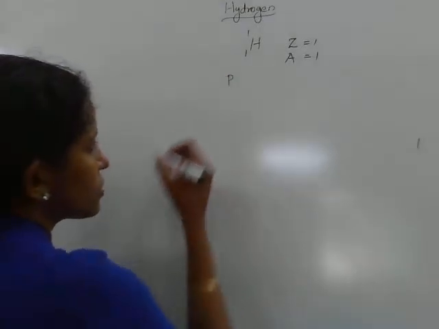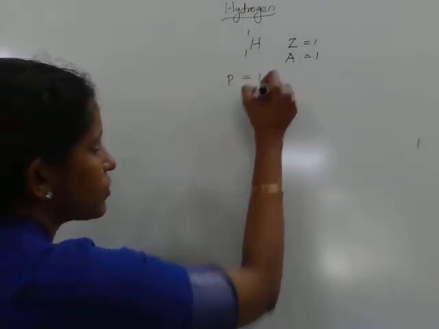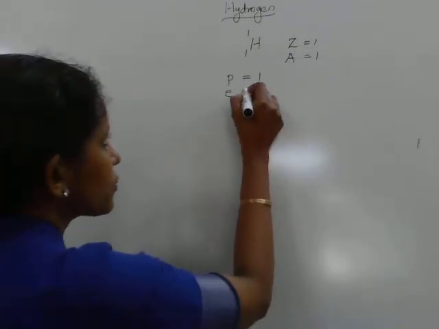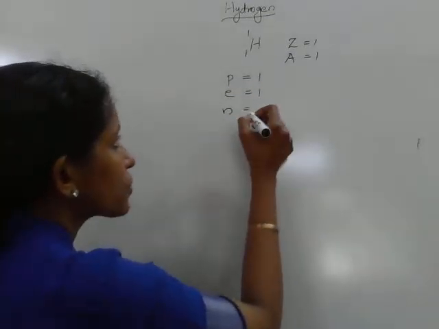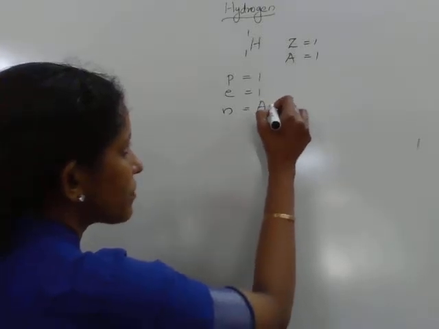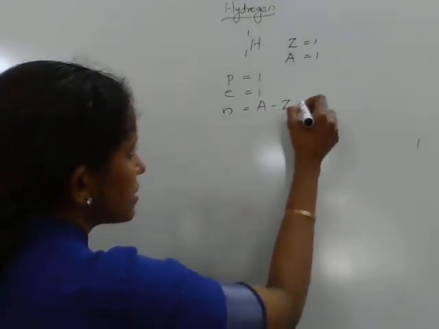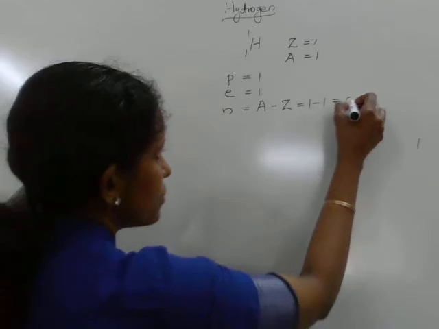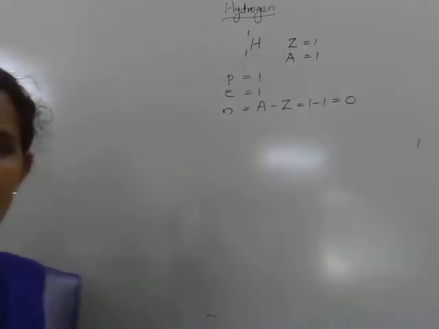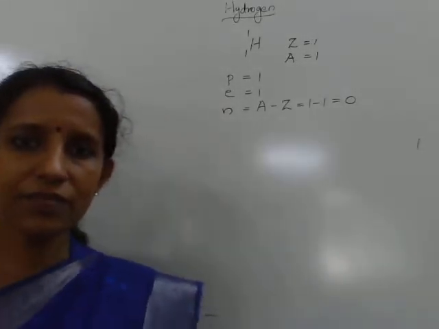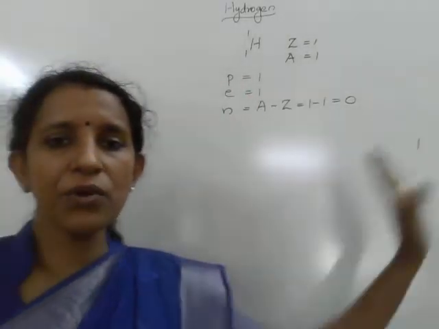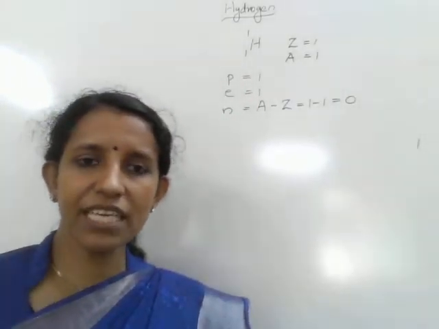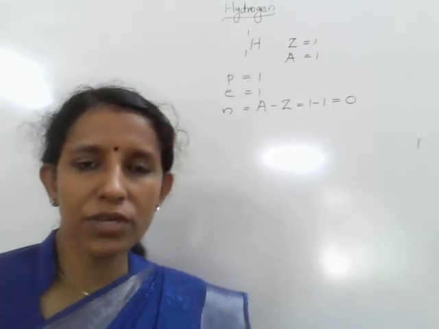The number of protons present in a hydrogen atom is equal to 1. Electron is also equal to 1. And neutron, we know, neutron number is equal to mass number minus atomic number. That is 1 minus 1 equal to 0. It means the hydrogen atom contains no neutron, right? It contains 1 proton, 1 electron and no neutron. Hydrogen is the only atom which contains no neutron in it.